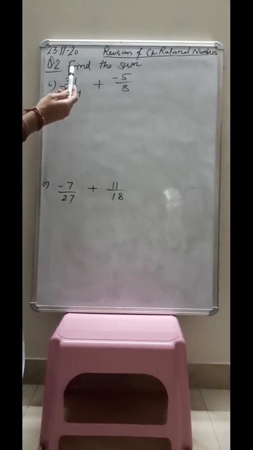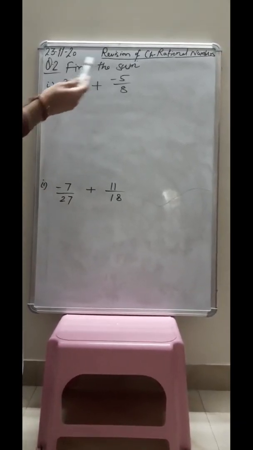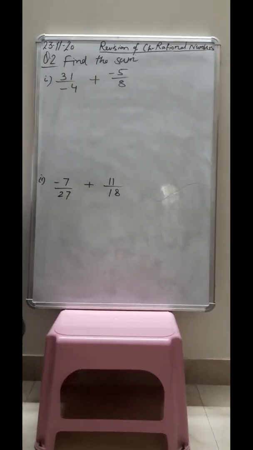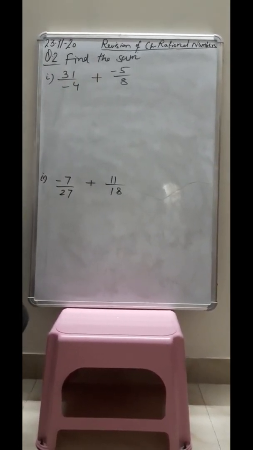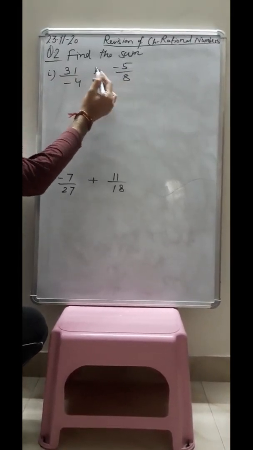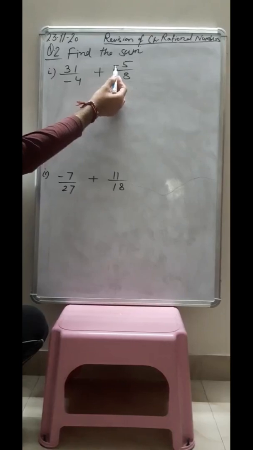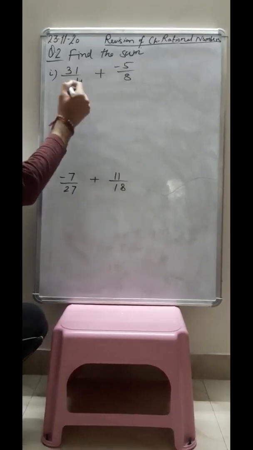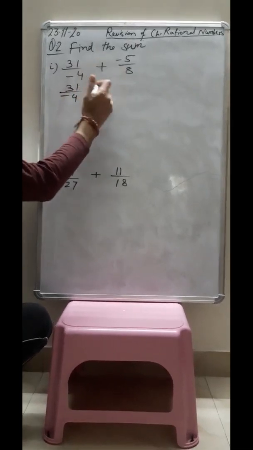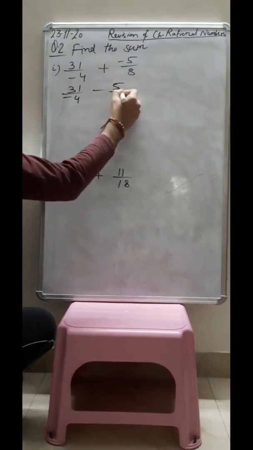Now students, the question number 2 is find the sum. So here we can see that we have to add the rational numbers. But here this is your negative rational number and this is also your negative rational number, and remember that no two signs will come together. So this we can write it as 31 upon minus 4 plus minus 5 upon 8.